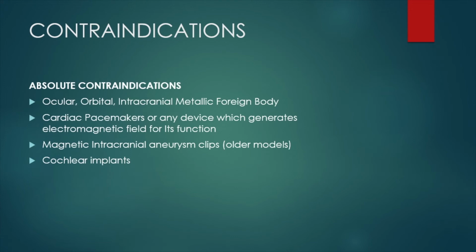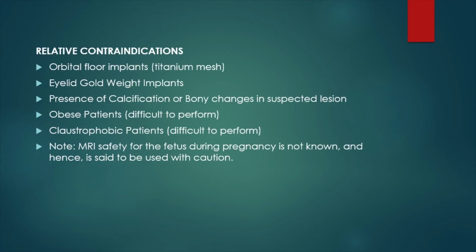Contraindications. Absolute contraindications are ocular, orbital, and intracranial metallic foreign bodies, cardiac pacemakers or any device which generates an electromagnetic field for its function, older-model magnetic intracranial aneurysm clips, and cochlear implants. Relative contraindications are orbital floor implants, titanium mesh, eyelid gold weight implants, presence of calcification, and obese patients, in whom it is difficult to perform. Claustrophobic patients, again, it is difficult to perform.